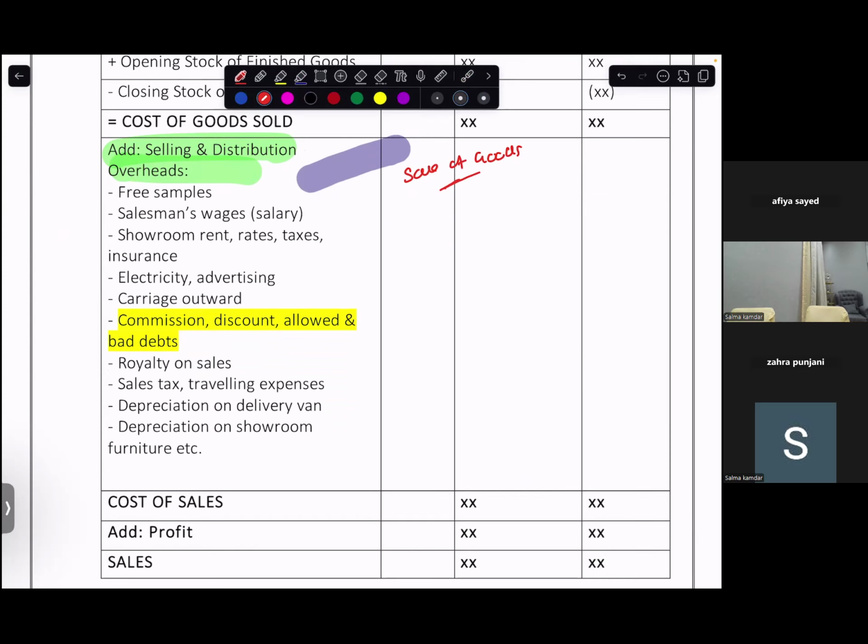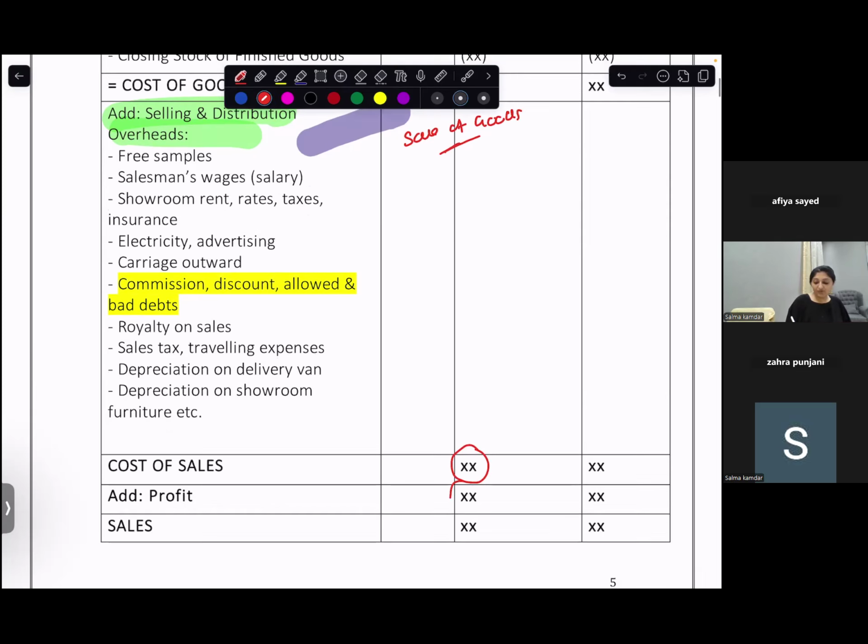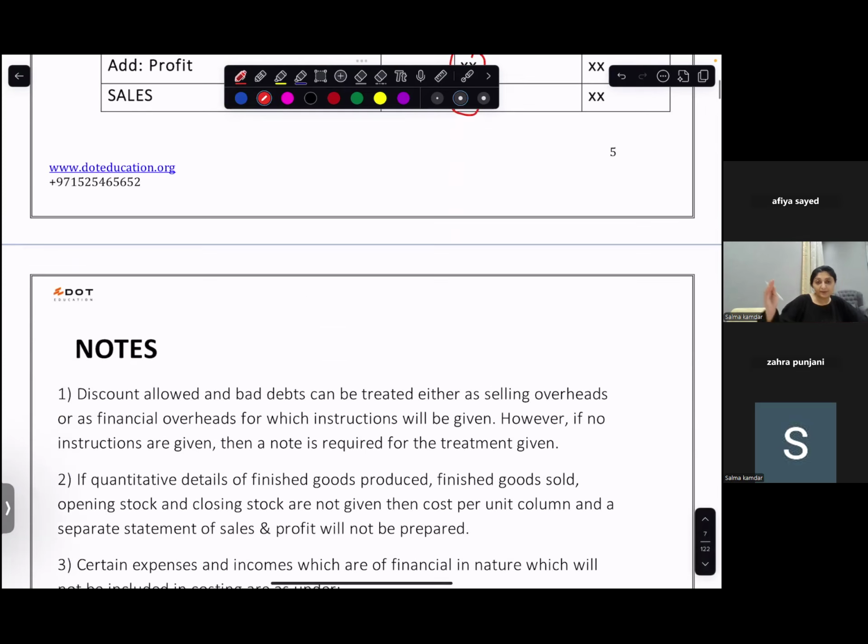Once you add your selling and distribution overheads, you are going to get something that is called what? Cost of sales. Cost of the goods sold. Add profit, you will get sales. I hope I am clear with this. Yes. Okay. Can we please repeat the format? Zara and Afia together, please.